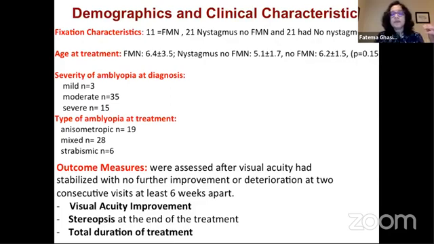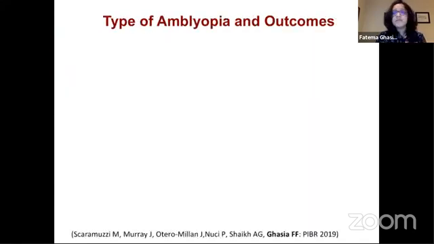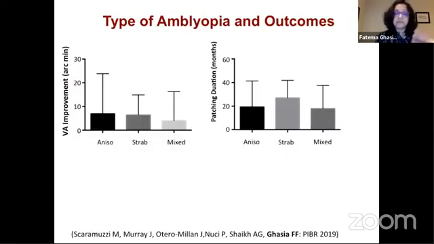We looked at 3 outcome measures. These were assessed after visual acuity had stabilized, with no further improvement or deterioration at 2 consecutive visits at least 6 weeks apart. We looked at the amount of visual acuity improvement, stereopsis at the end of treatment, and the total duration of treatment. First, I'll describe these outcomes as a function of the clinical type of amblyopia.